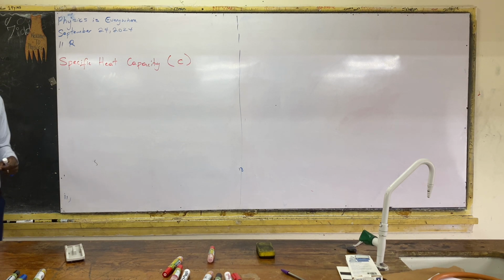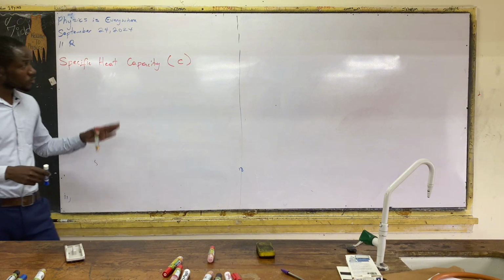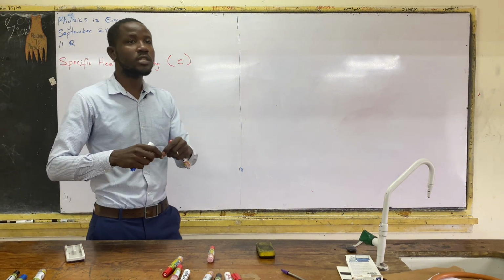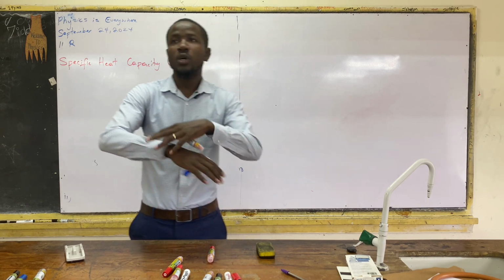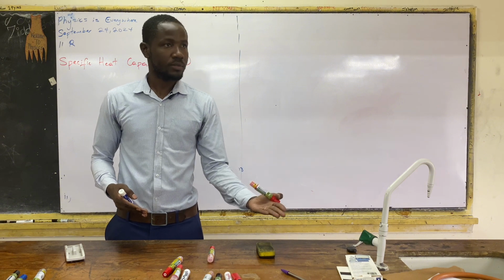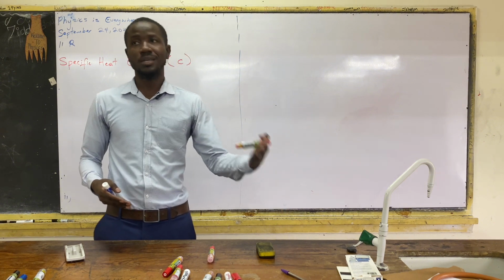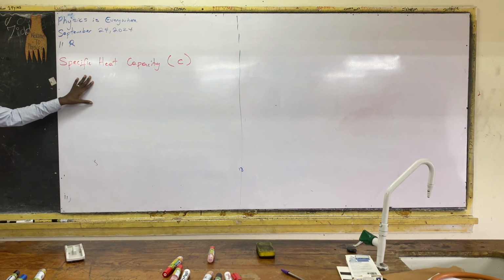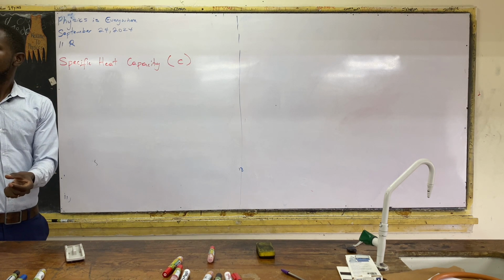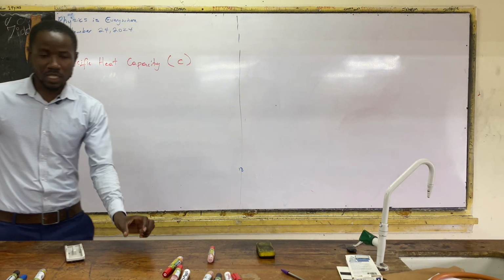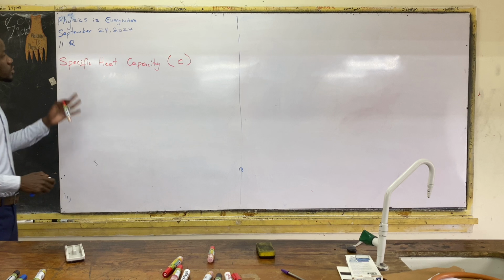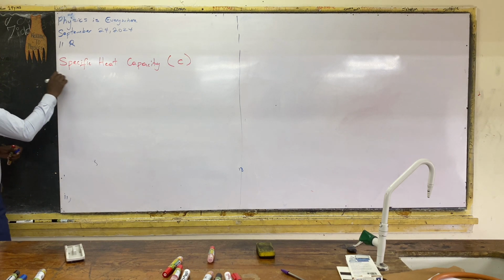So that's specific heat capacity. Now, we would have said that the heat capacity is the amount of heat energy required to raise the temperature of whatever amount of that substance by 1 degree, right? 1 degree Celsius or 1 Kelvin. Now in this case, because we're talking about specific heat capacity, we are going to be interested in a specific mass of the substance.